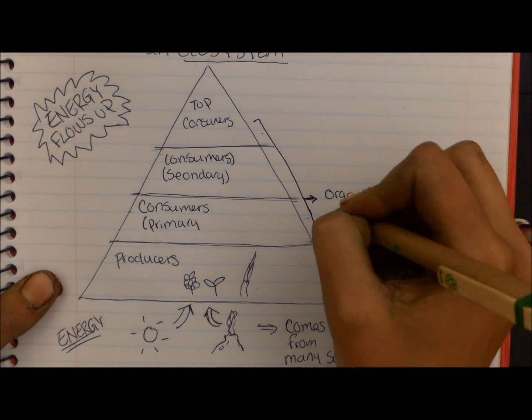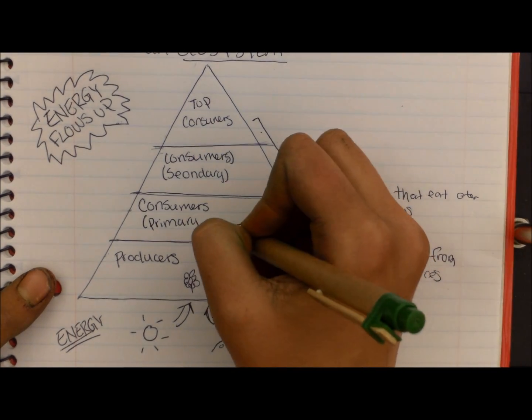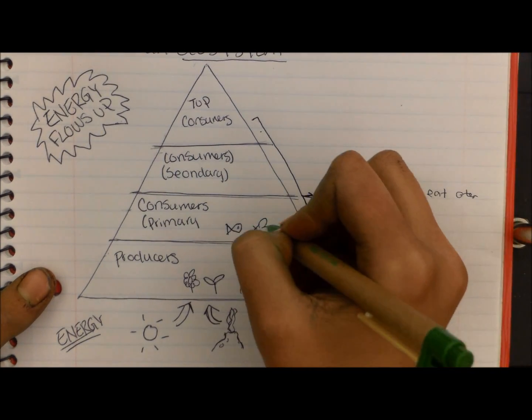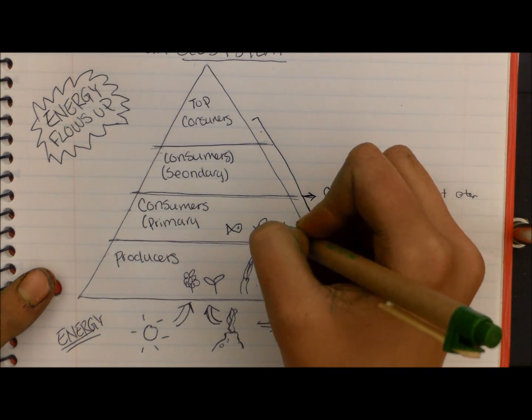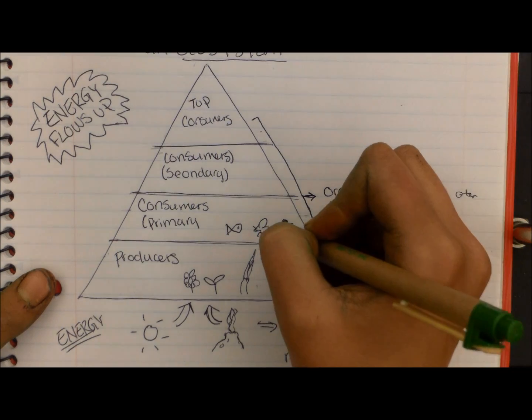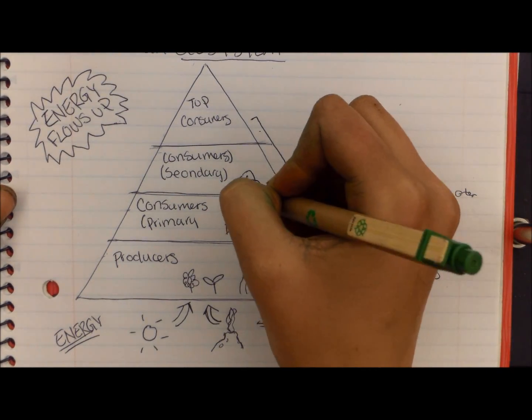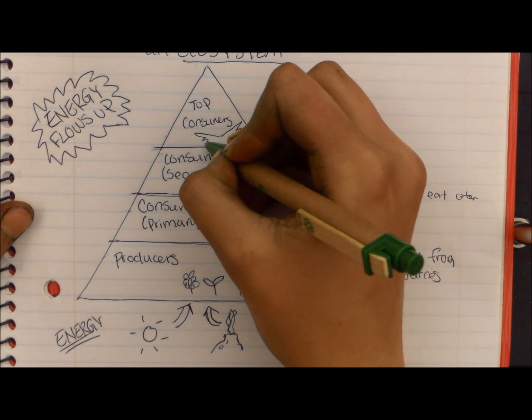Remember, a consumer is an organism which eats other living things. An example of a consumer, a primary consumer, would be an insect or a field mouse. An example of a secondary consumer could be a small bird. And an example of a tertiary consumer could be an even larger bird, perhaps a bald eagle.